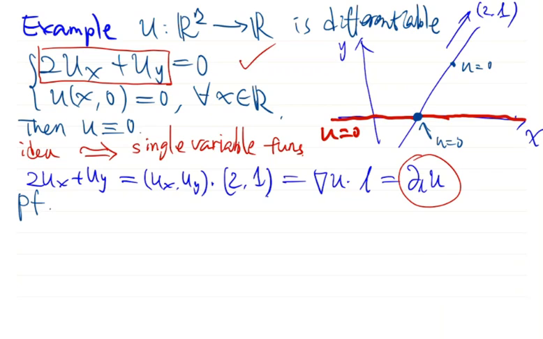So we take any point (a, b) in R2. Given (a, b) in R2, we consider the value of u on the line passing through this point (a, b) in the direction of (2, 1).